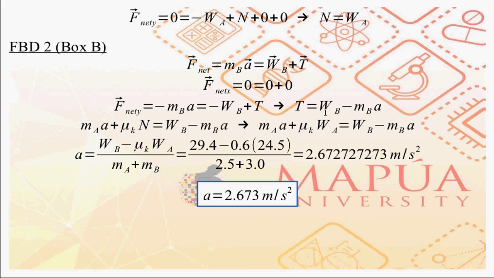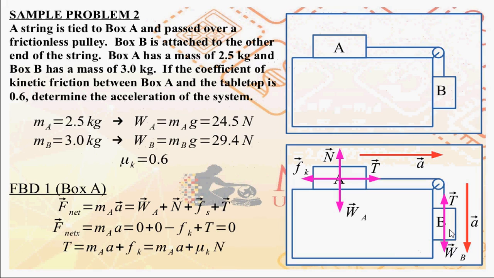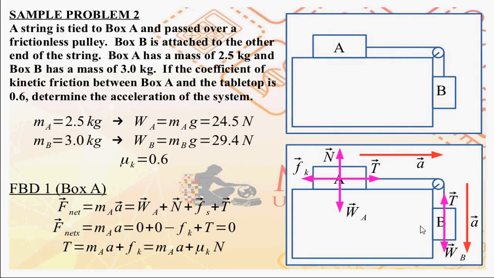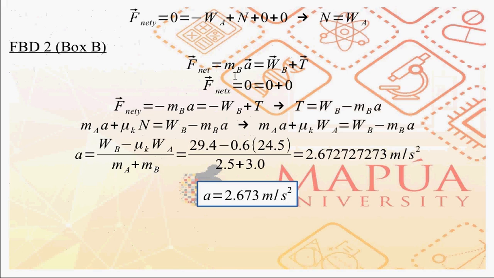Next, we have free body diagram 2. F net is equal to mass times acceleration, which is equal to the summation of the forces present in the system. So you have weight B plus tension. If you look at the free body diagram, all the vectors involved are vertical, so no x component. All of them are in the y component.